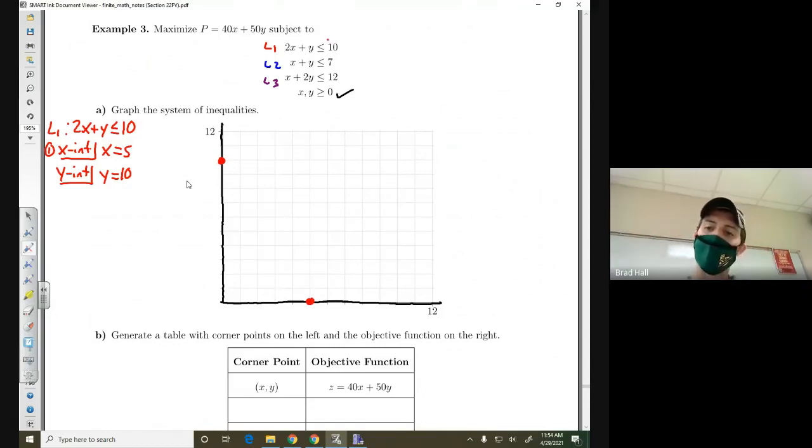Just to save a little bit of space, we can already foreshadow that all of these lines are going to be solid lines. We have nothing but less than or equal to for our inequalities, so we're going to have all solid lines. I'm just going to go ahead and make that as a statement. So I'll go ahead and connect these 2 dots.